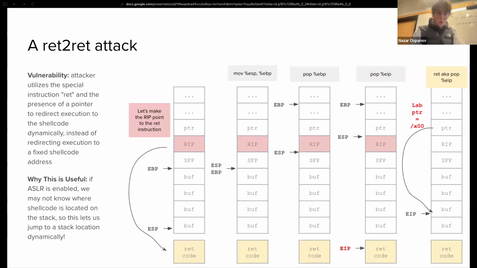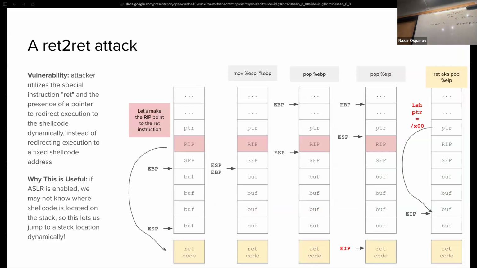So now let's talk about the ret-to-ret attack. This is where instead of directing to a specific memory address, we can take advantage of a ret instruction and the presence of a pointer that can redirect to the shellcode dynamically. So usually, when do we want to use a ret-to-ret attack?